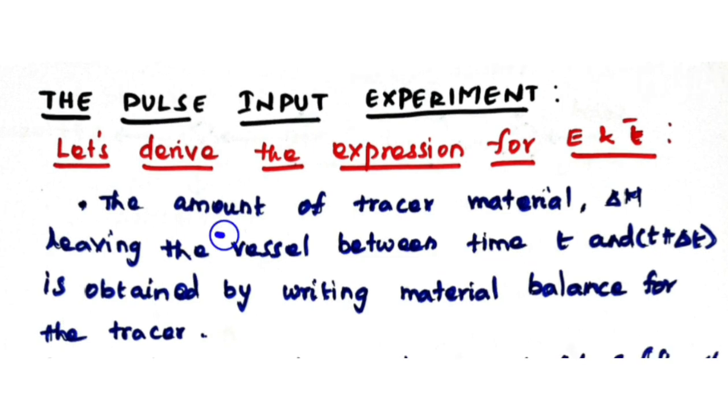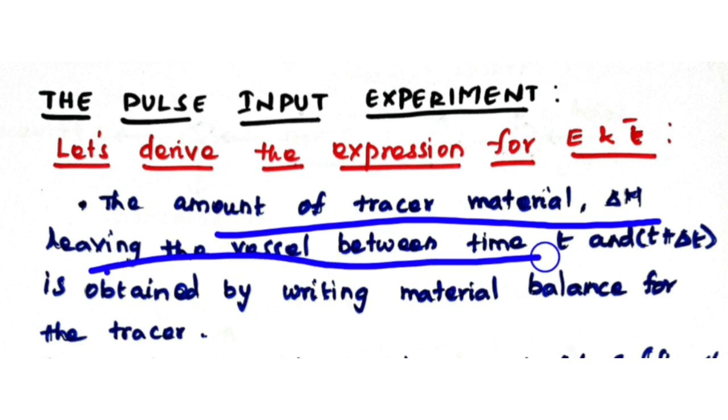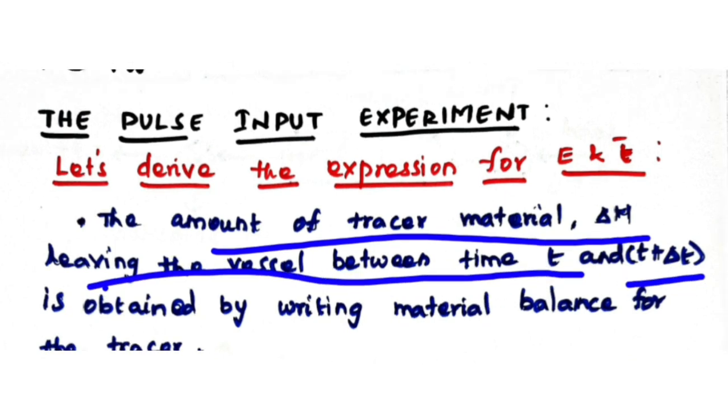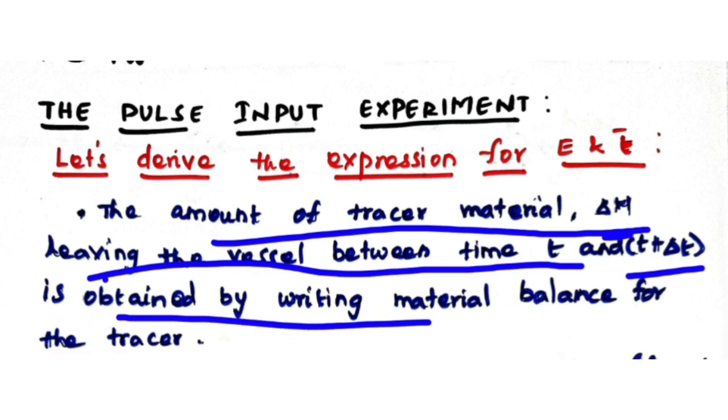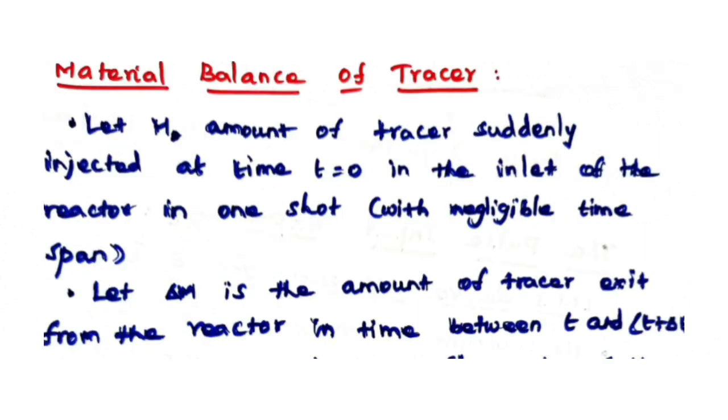Okay, so the amount of tracer material del M, that is, a very small quantity of tracer leaving the vessel between time T and T plus del T. So in a very short period, the amount of tracer leaving the vessel is obtained by writing a material balance for the tracer. Okay, let's see the material balance of tracer. Before that, let M naught be the amount of tracer we suddenly injected at time t equals 0 in the inlet of your reactor in a very short time span.